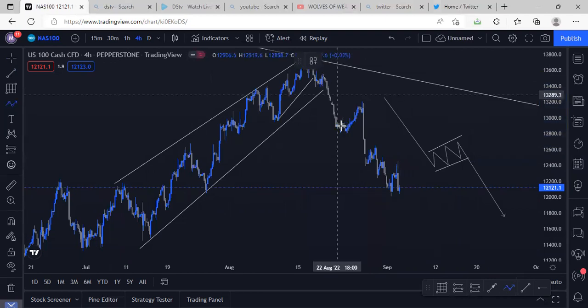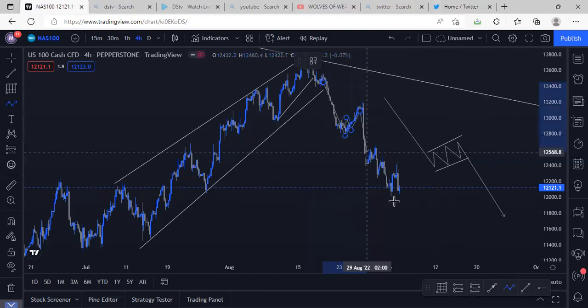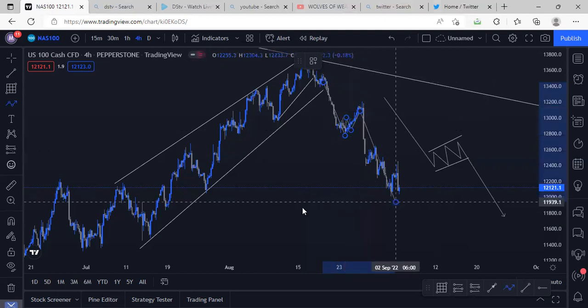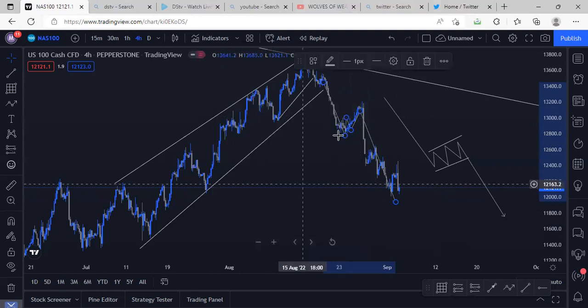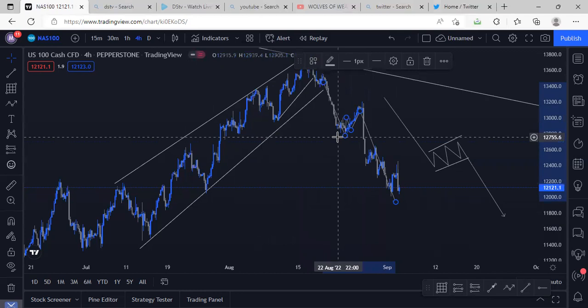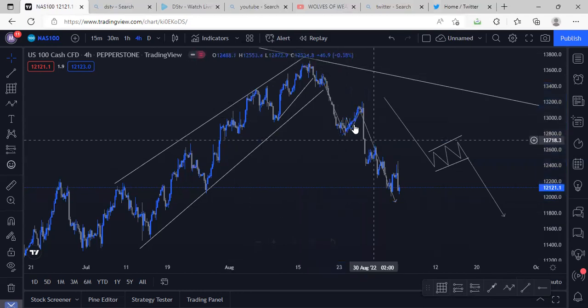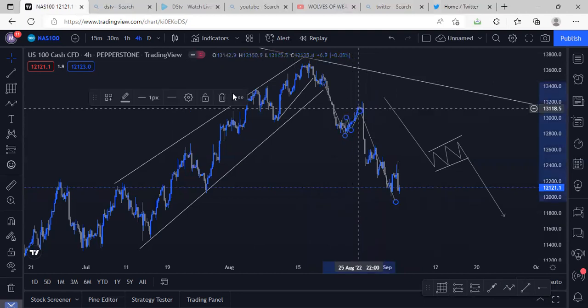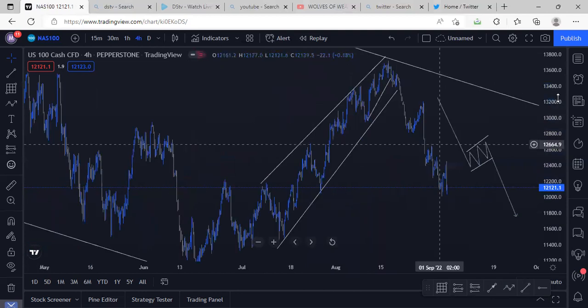As you can see, impulse, correction, impulse. Okay, impulse. The market won't move perfectly, of course. It's going to be a little bit choppy, but if you know your patterns, then it's going to be easy, right? So when it comes to retail, this is how the market moves.